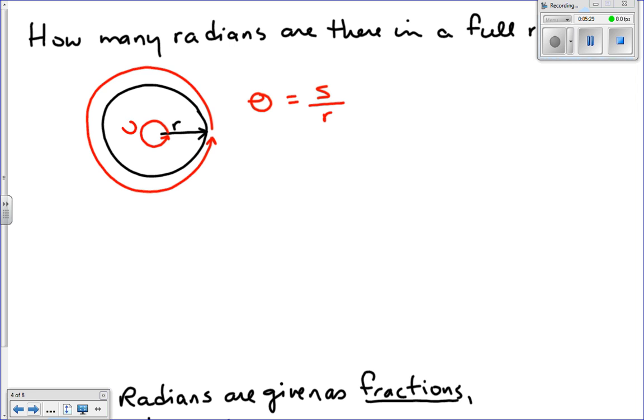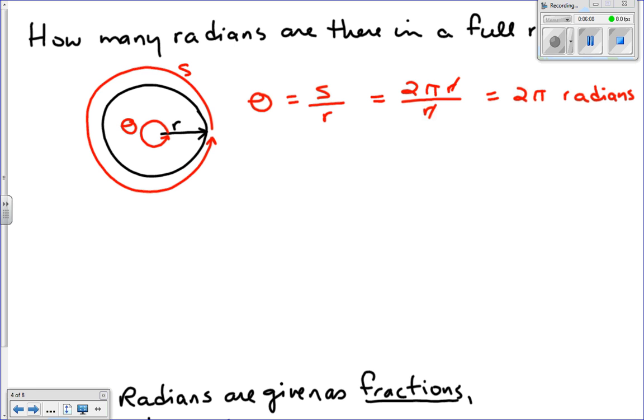Remember, think about it. We're going around the circle. What is the formula for the distance around the circle? If you think about it in terms of the radius of the circle, you may remember that the distance around a circle is 2 times pi times the radius. So the distance, the s, the distance around the circle is 2 pi r. Divide by the radius. Notice that we've got radius divided by radius. So we get 2 pi. So 2 pi radians is one full rotation.